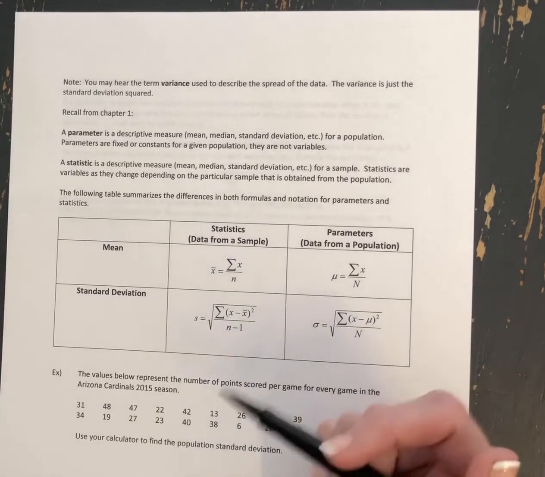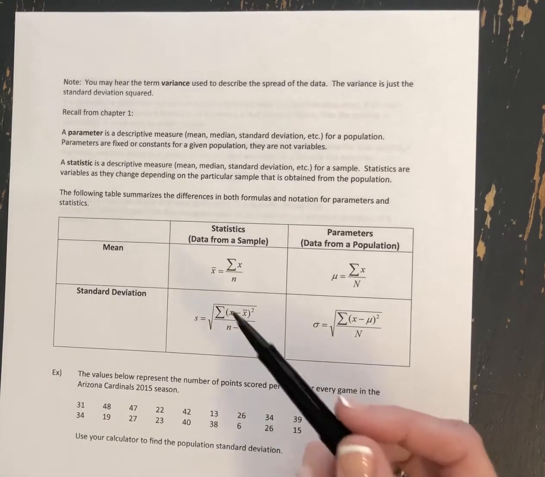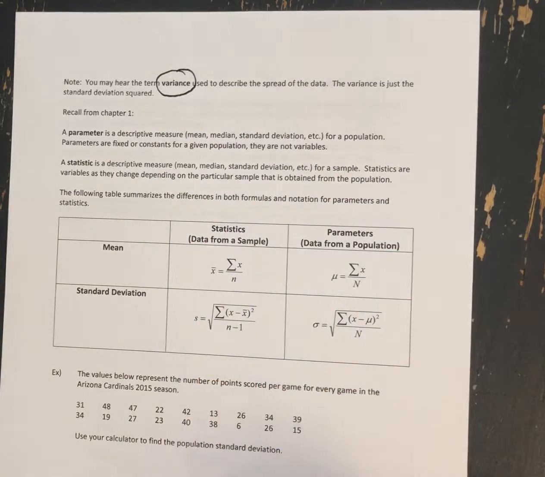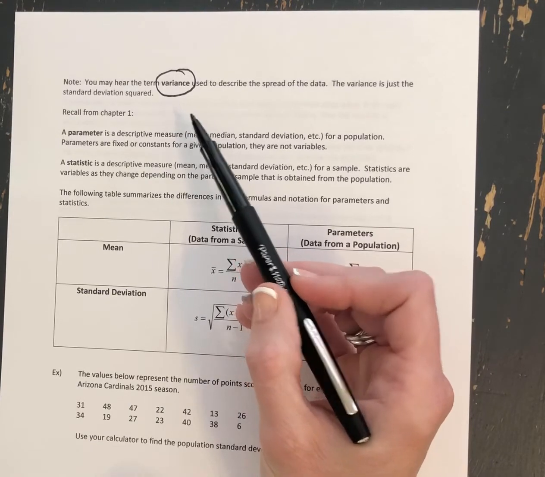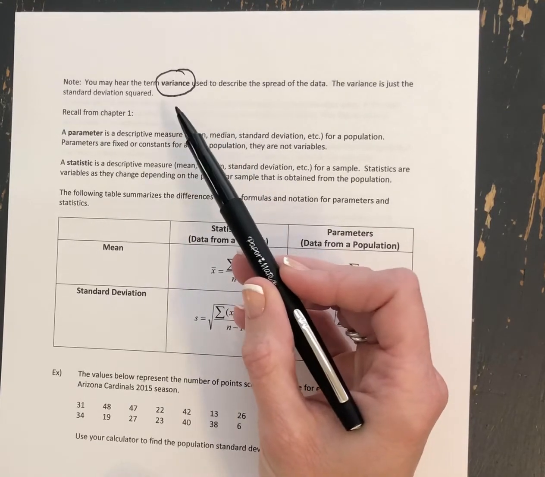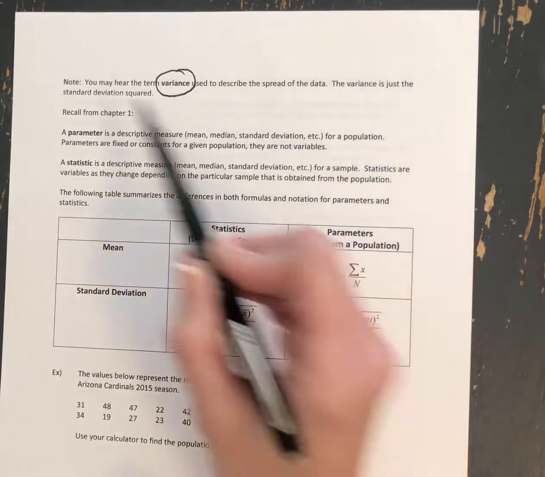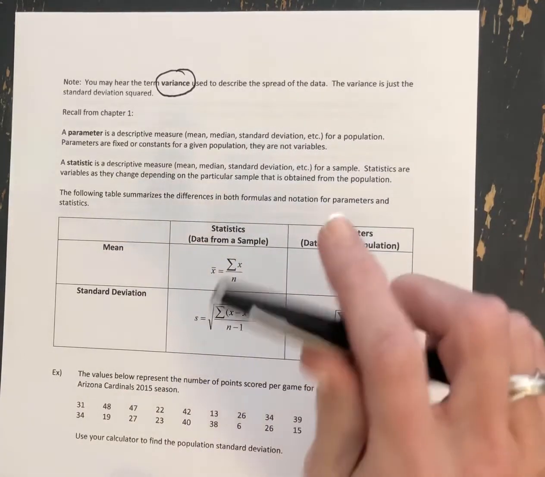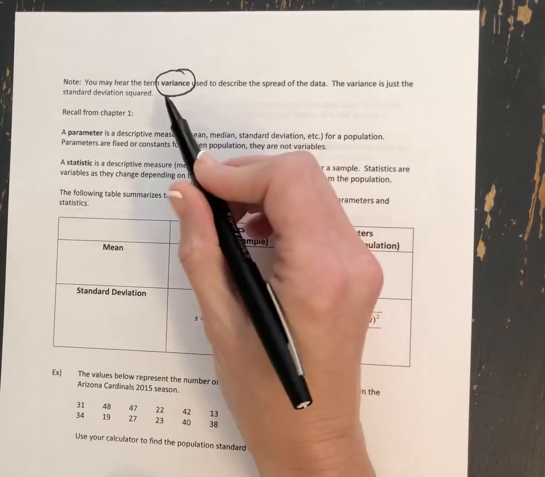All right, we just finished talking about standard deviation, and I want us to make sure that we talk about the term variance as well. Sometimes you'll hear textbooks or myself talk about variance, and the variance and the standard deviation are closely related. The variance is just the standard deviation squared, and so sometimes you will need to know that relationship.